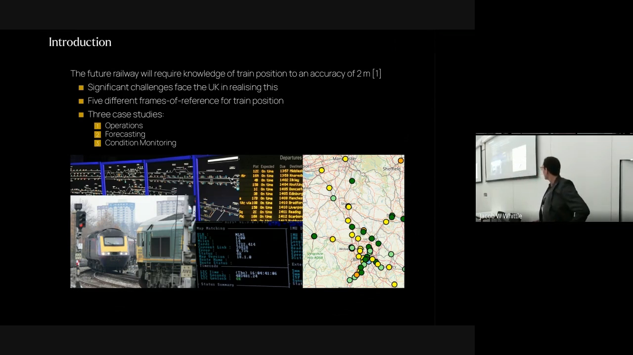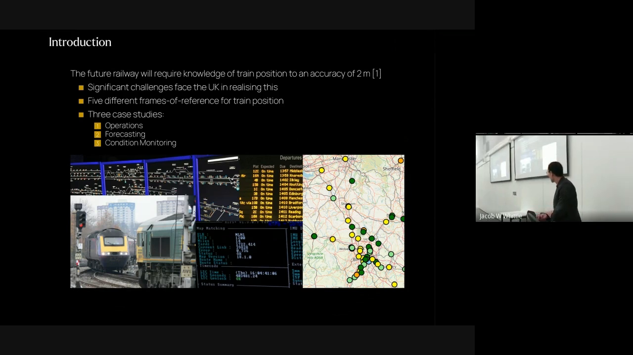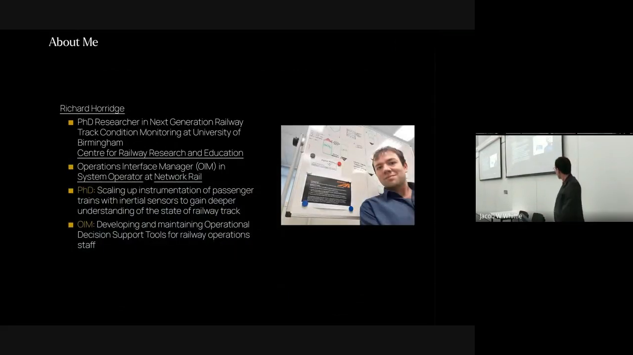And I'm going to go through 3 different case studies. One looking at train operations, one looking at train forecasting, and one looking at condition monitoring. And through this process, I'm going to introduce 5 different frames of reference in which we could report a train position. First, a little bit about me.